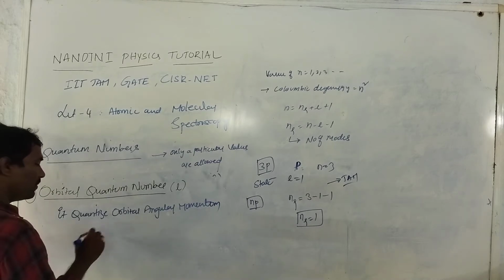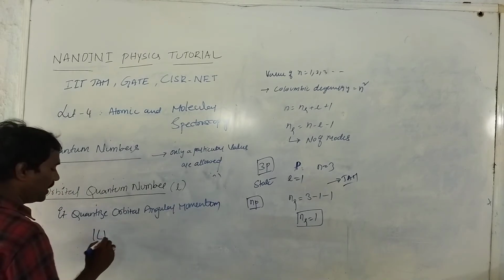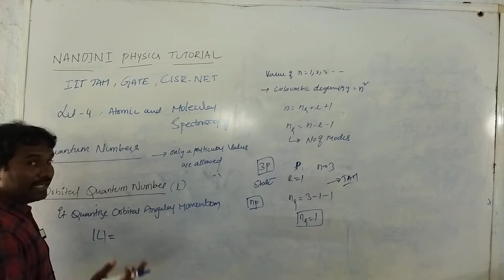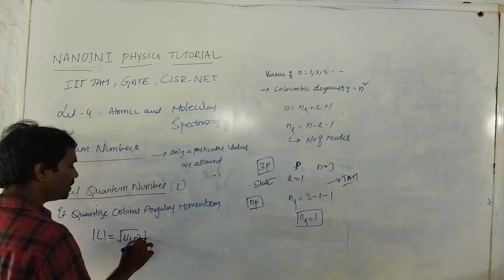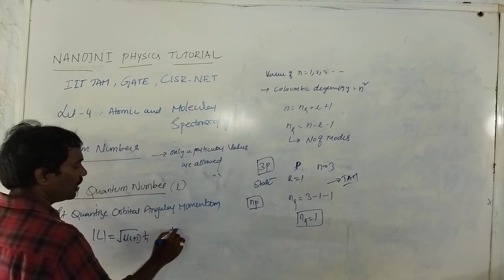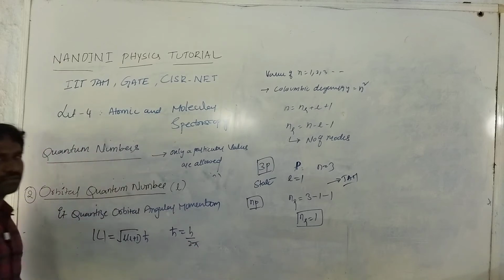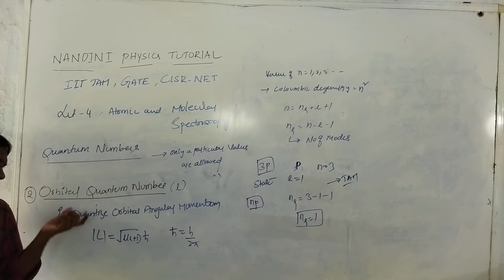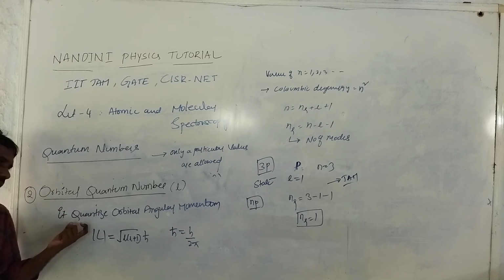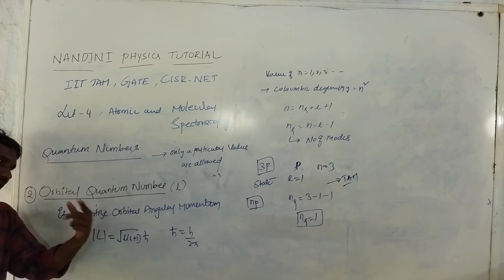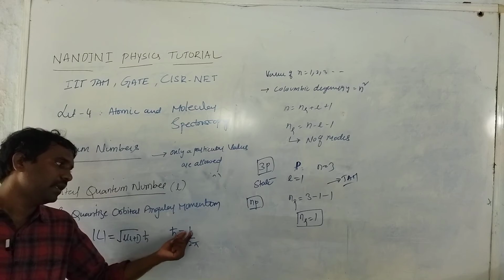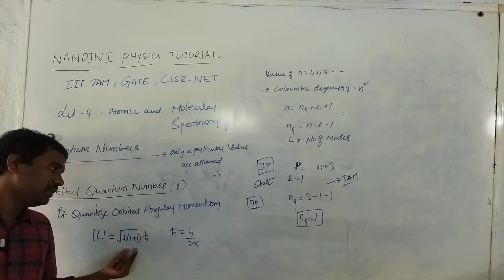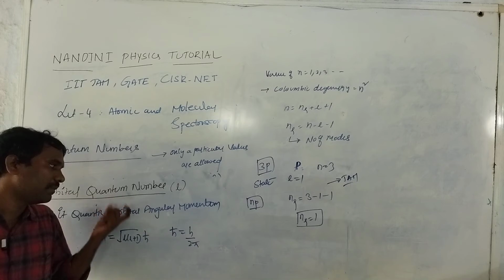In quantum mechanics, the orbital angular momentum is given by its expectation value: root over L into L plus 1, times h cut, where h cut is h by 2 pi. So the orbital quantum number quantizes the orbital angular momentum. According to quantum mechanics, the quantization of angular momentum L is in integral multiples of h cut, but here we consider the expectation value of the orbital angular momentum.